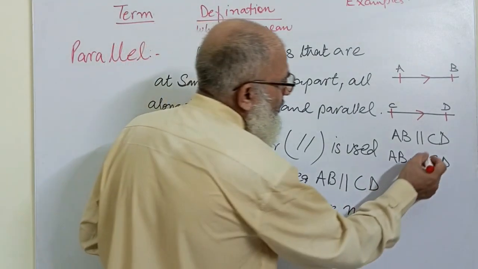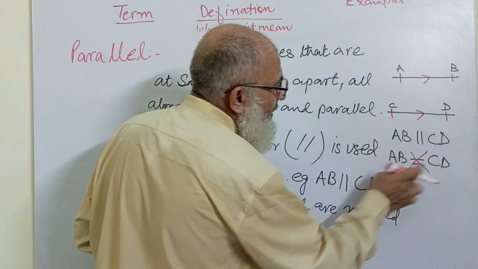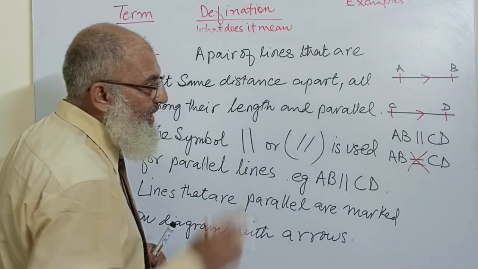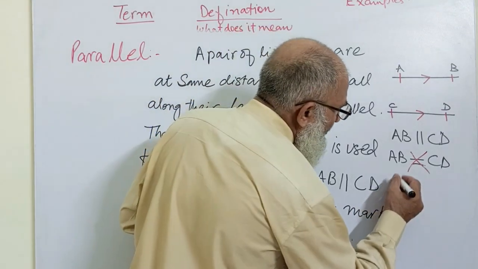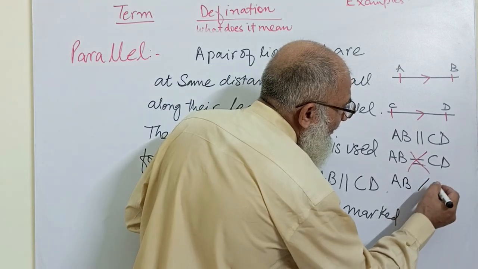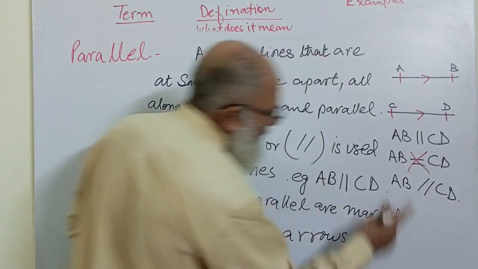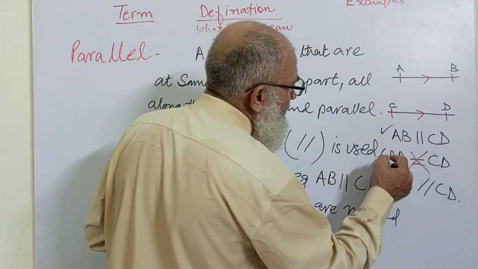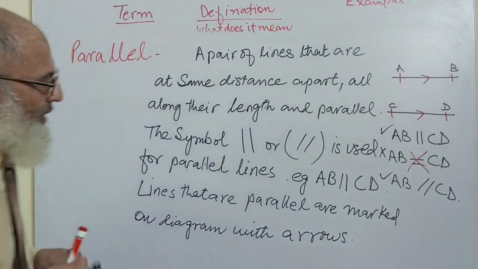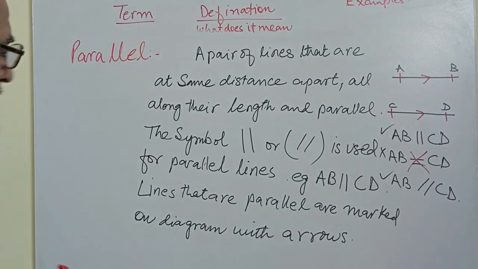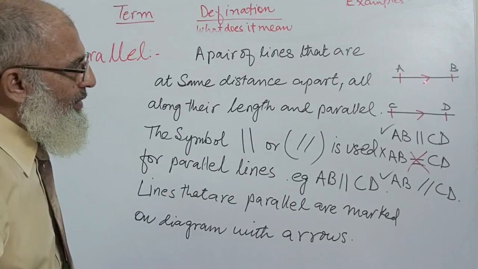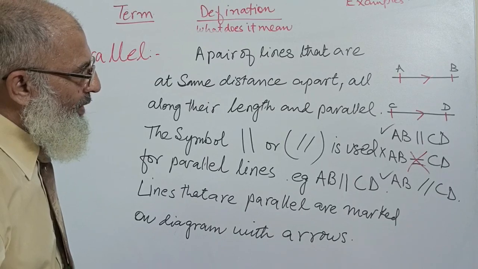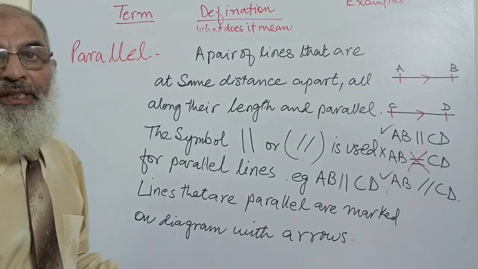This is wrong because horizontal lines are used for the equal to sign. You can use it like this, AB, written in a little italic style. This is right, and this is wrong. Normally in a diagram we also use arrow signs to indicate parallel lines. Now it is just like the two rails of a railway track.